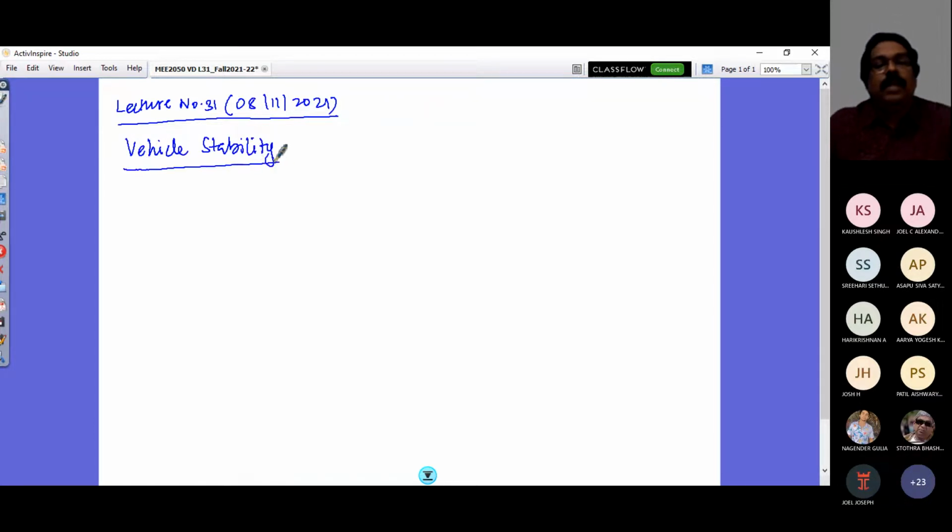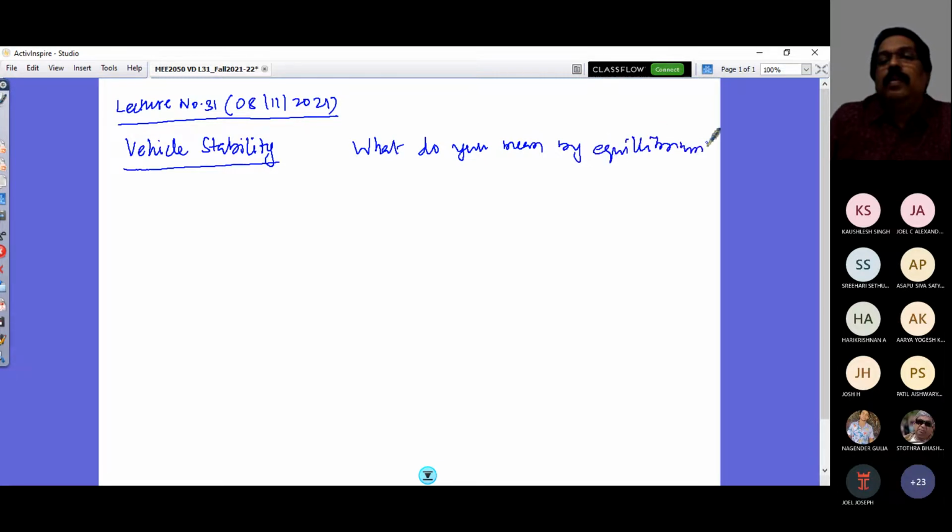When you say the term stability, you are immediately connecting to your basics of equilibrium. So what do you mean by equilibrium? Correct? What do you mean by equilibrium?